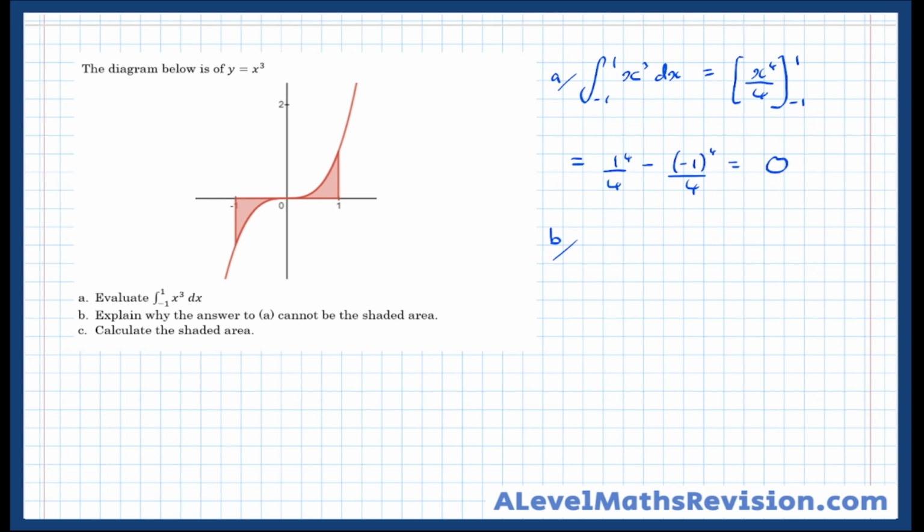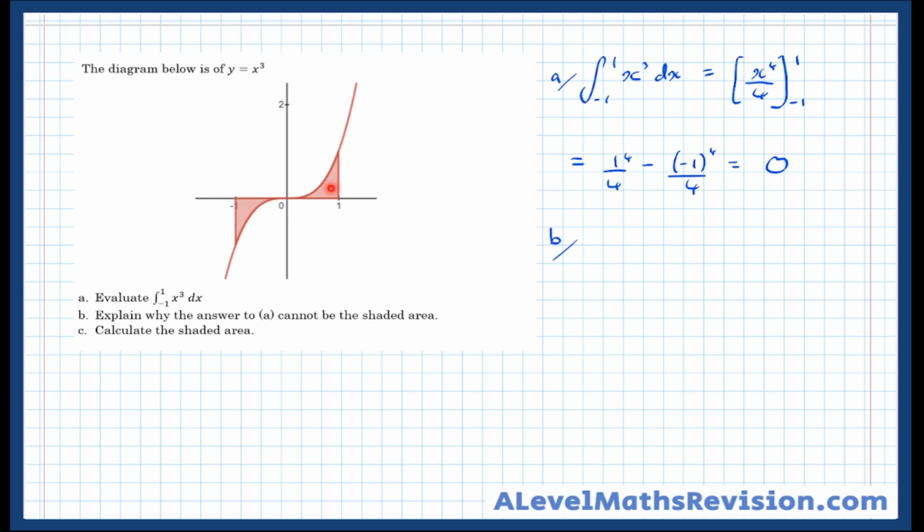So part B, explain why the answer to A cannot be the shaded area. Well, clearly this is non-zero. We've got here and here, and the best way of explaining what's going on is focusing on this area here. Now notice that this area is under the x-axis. That means that if you think back to the summation that we did before, all of these rectangles, we're going to be multiplying the width by a negative number because the height is negative, meaning that this area here is actually going to have a negative value. Now it has exactly the same area as that, except it's negative.